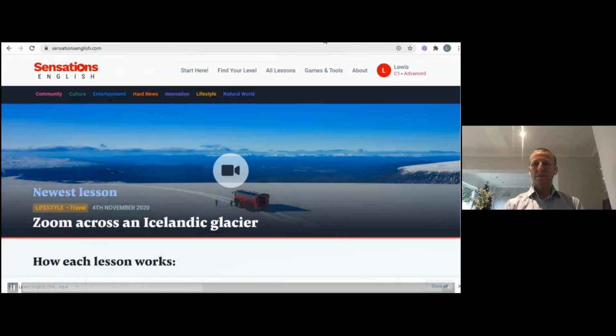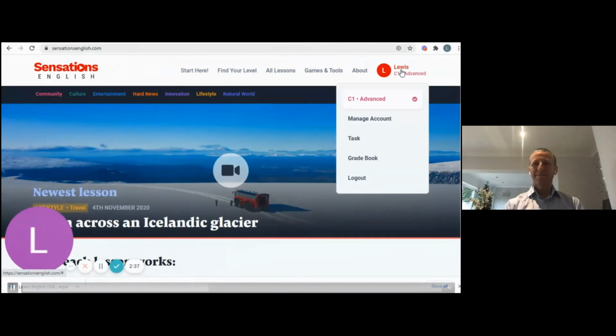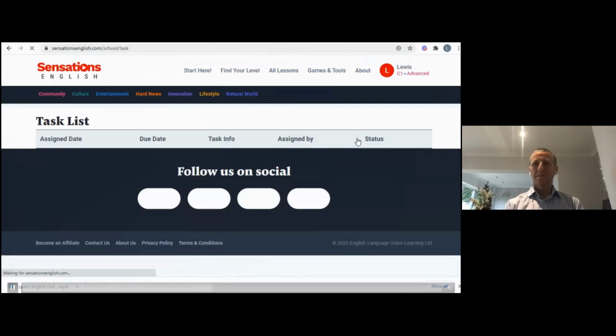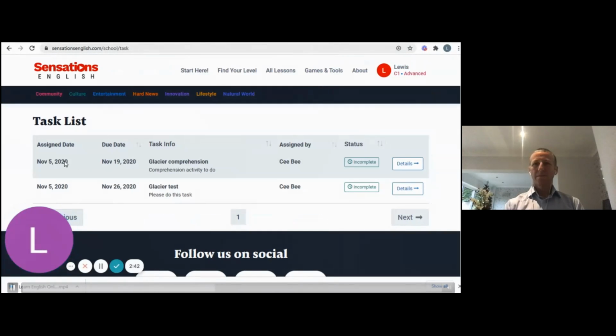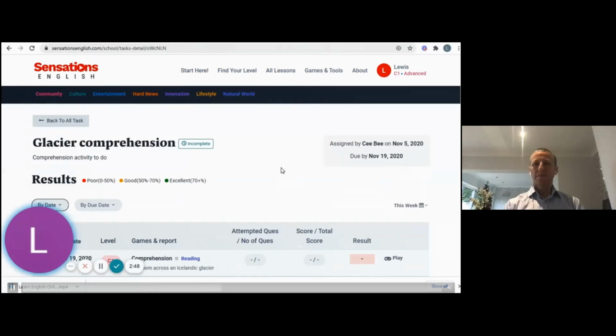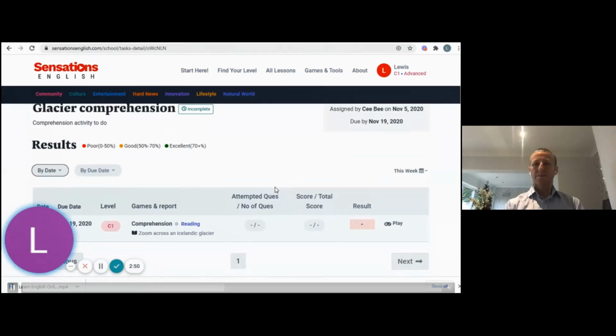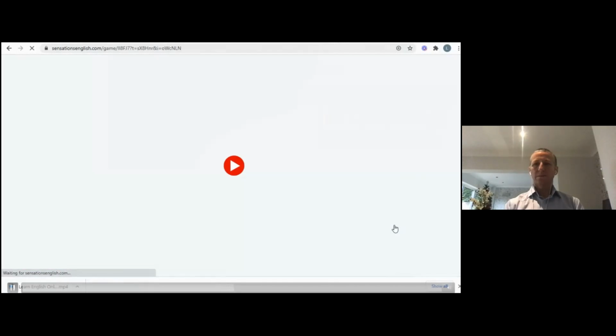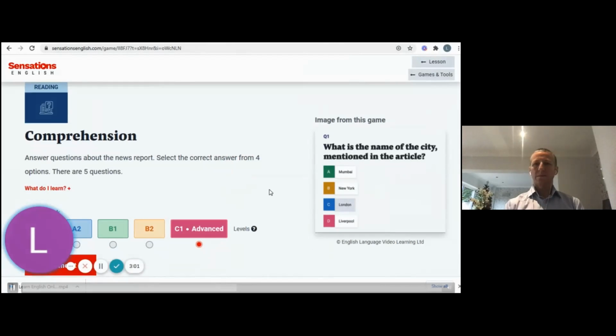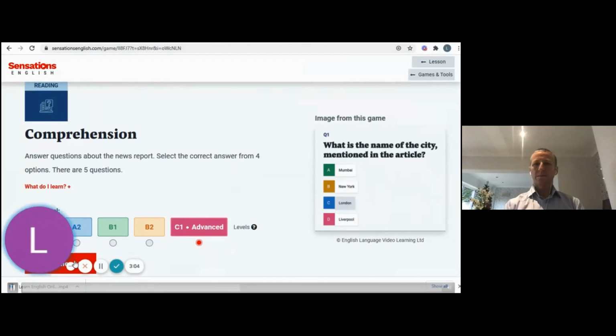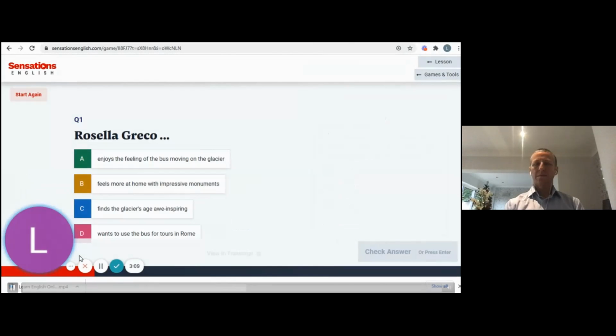Now, I'm going back to my student persona. Here I am logged in as a student. Look at my profile, look at task, and here is the new task that I have been set, Glacier comprehension. Let's go and do it. Now, in reality, a student would obviously read the story or watch the video first. Otherwise, how could they do the test? But I have seen the story. So in the interest of time, I'm going straight to the questions, which I am going to play at C1.